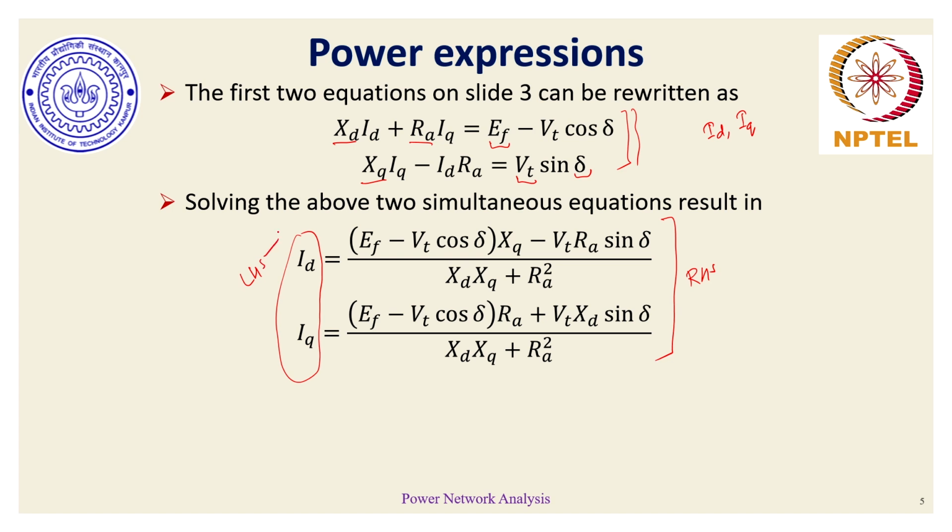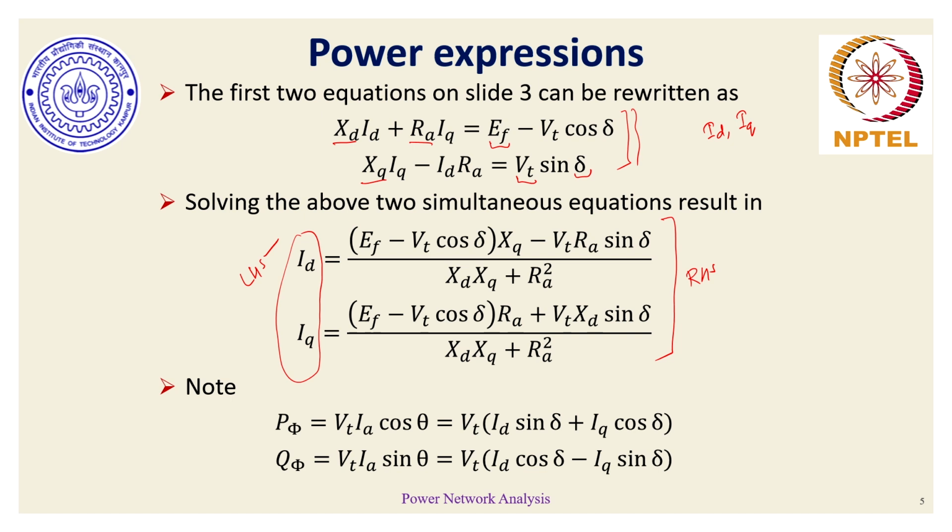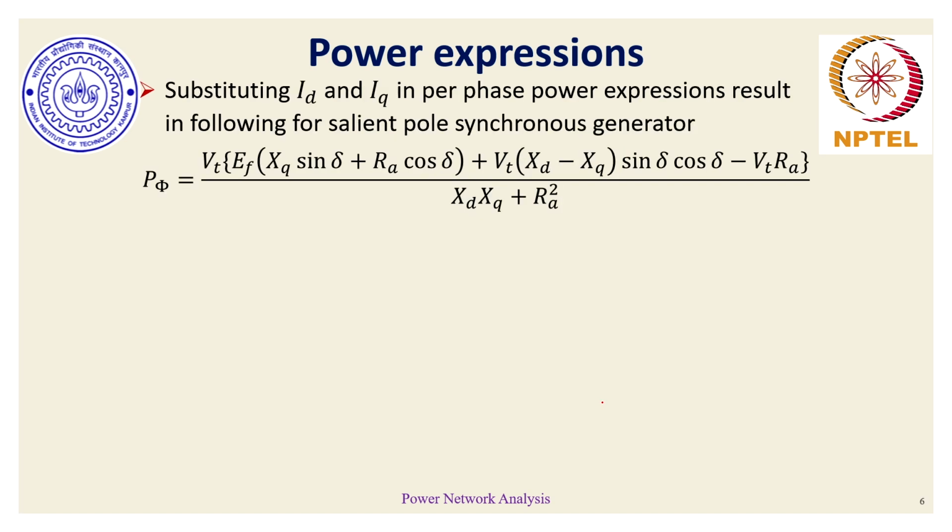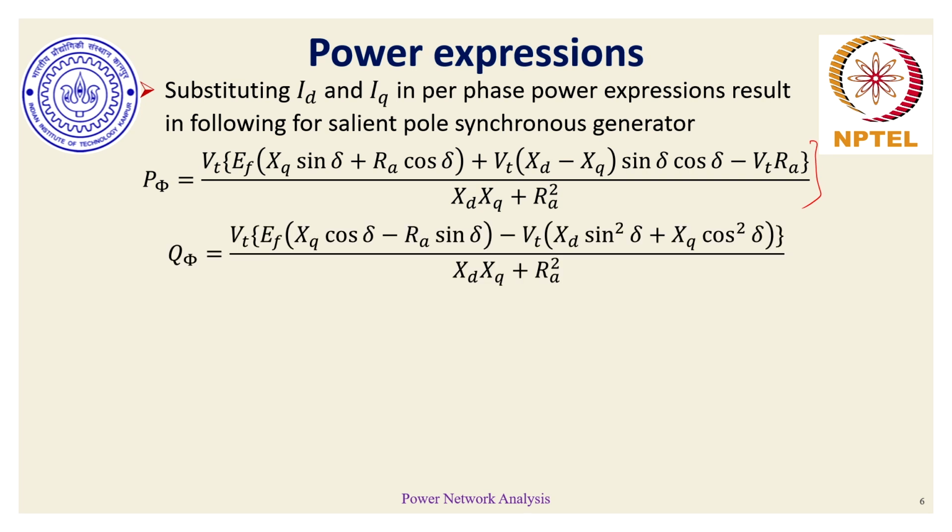So if we put these ID and IQ expressions into the expressions which we had seen in slide number 4, then plugging this ID current and IQ current into the positions over here, we will have the per phase real power delivered by the salient pole synchronous generator in terms of this particular equation here. One can again cross check the validity of these expressions, and similarly we can also have the per phase reactive power delivered by the salient pole machine in this form.